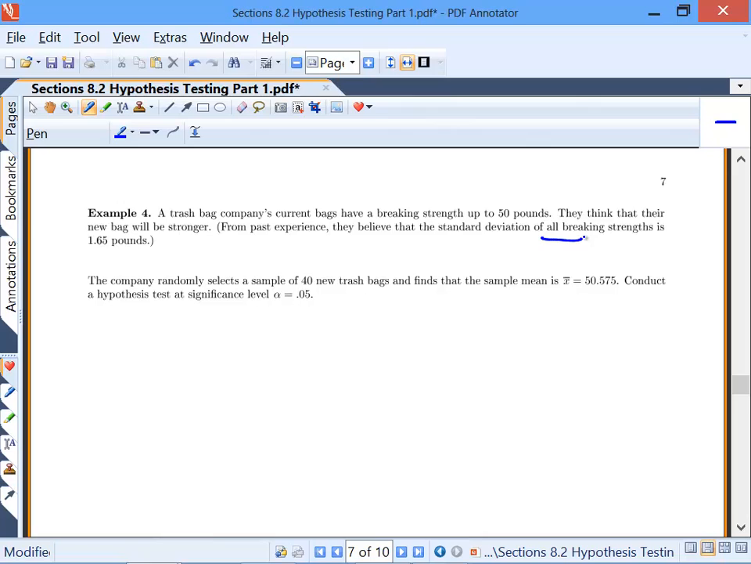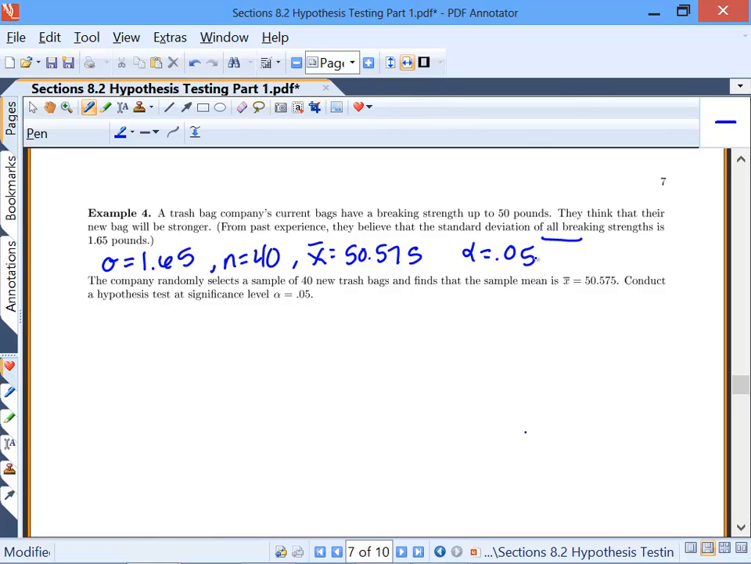Population, where they say all the breaking strengths, that to me sounds like it is their population. So I'm going to say sigma equals 1.65. A company randomly selects a sample of 40 new trash bags. So that means n equals 40. Okay, and finds that the sample mean is x bar equals 50.575. We want to conduct a hypothesis test at significance level alpha equals 0.05.